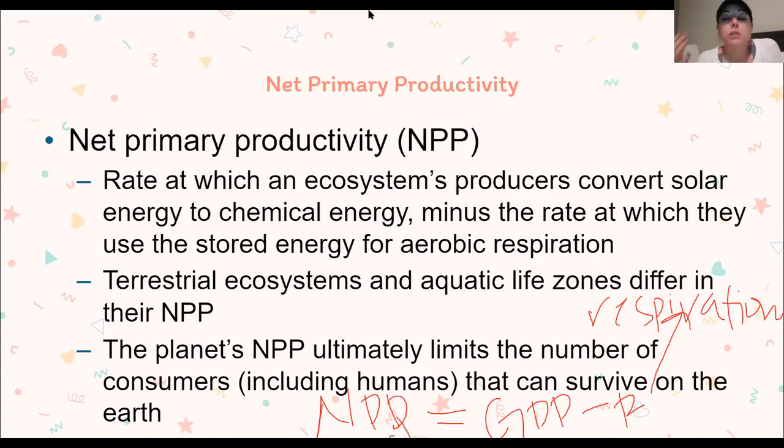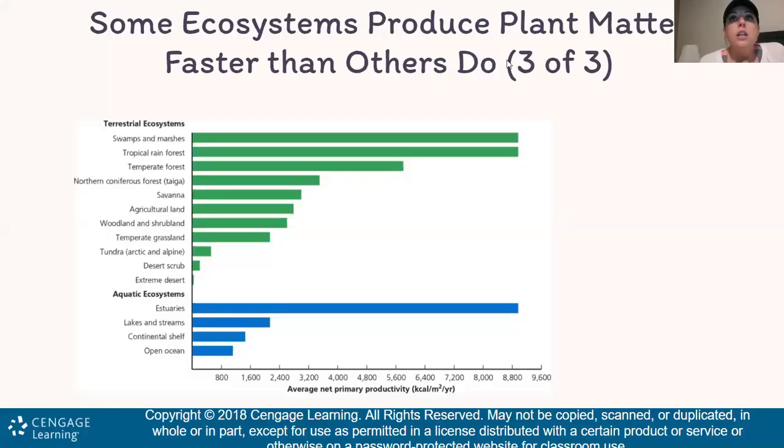Okay. Ultimately, NPP is what drives the number of consumers that we have. If NPP is very low, then we won't see a lot of producers, we won't see a lot of consumers. Let's see what else. So on this graphic, we see all of the NPPs for different ecosystems. You can see that swamps and marshes have the highest NPP.